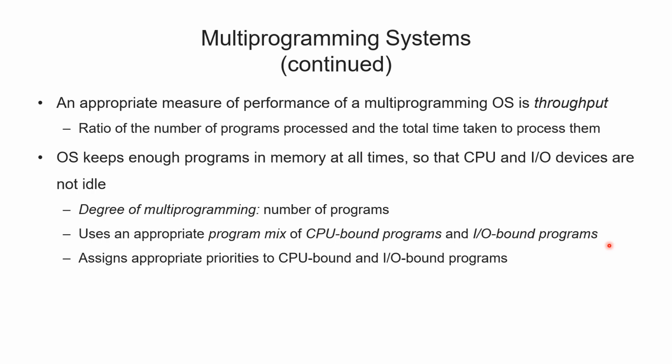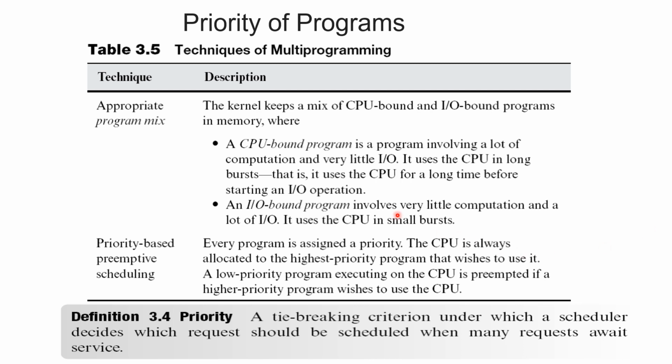The resource will be allocated to the CPU bound and IO bound programs so that we can achieve good utilization of the resource, and also better user response, user convenience and throughput. Everything will increase depending on the appropriate program mix. If the appropriate program mix is very good, then the throughput also increases.